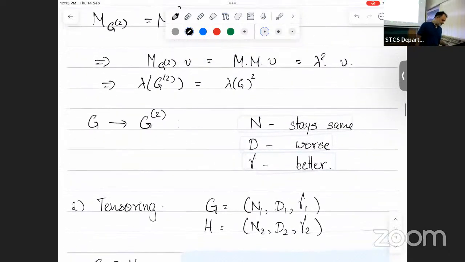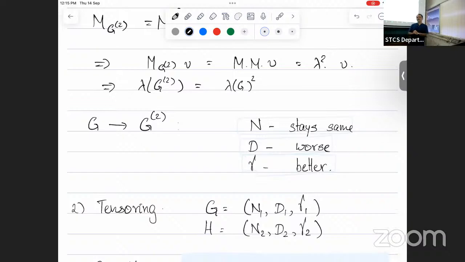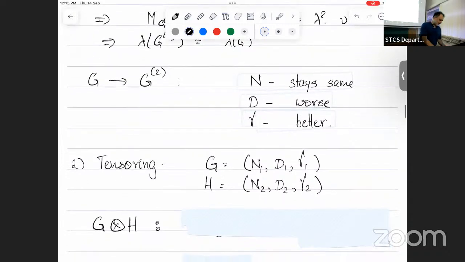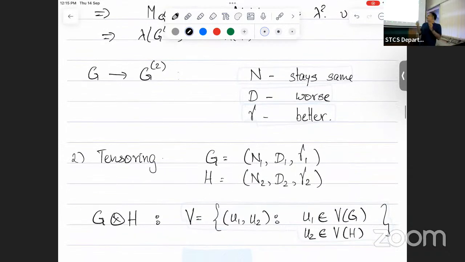Okay, the next operation is something called tensoring, where you are given two graphs, G and H, and you combine G and H together in some way. Let's say G is an N1, D1, gamma 1 graph, and H is an N2, D2, gamma 2 graph. Intuitively, you should think of the vertex set of the tensor product as made up of pairs of vertices, one from G and one from H. A walk in the tensor product graph is like taking a parallel walk on G and H respectively.